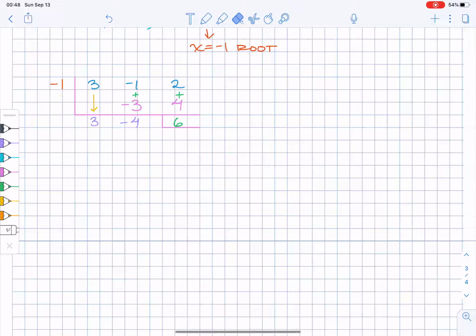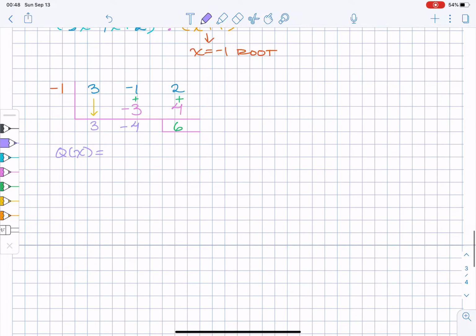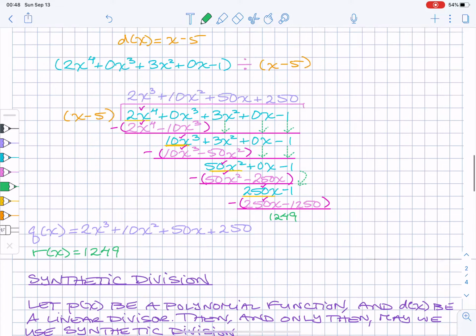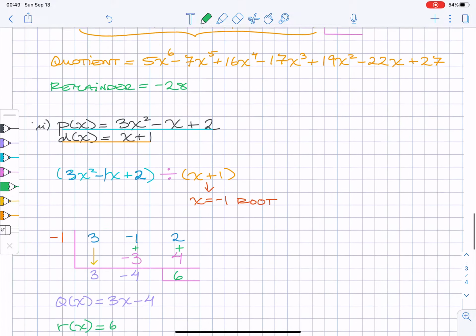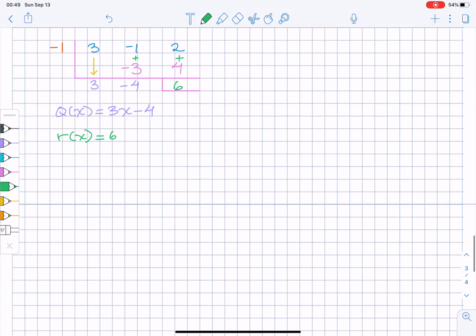So the degree of the dividend was 2, right? The highest power was 2. So I claim that the quotient will be 3x to the first power minus 4, and the remainder is going to be 6. Was that what we got above for this? 3x minus 4 and 6? Yes, we did. So that's much easier, isn't it?